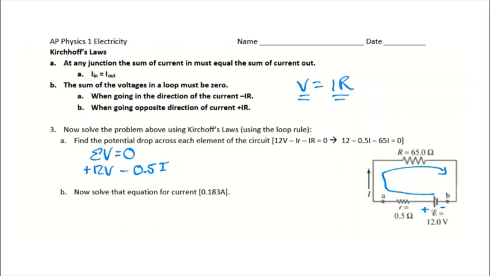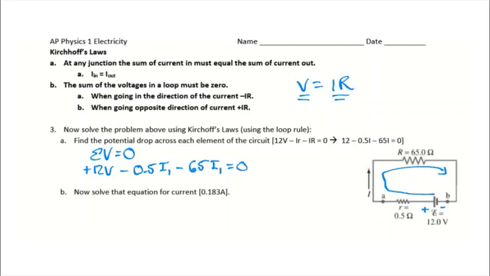There is only one current in here because this is a series circuit. Typically you would say I1, I2, depending on which branch. We don't need to do that here. Minus 65 I1 equals 0.